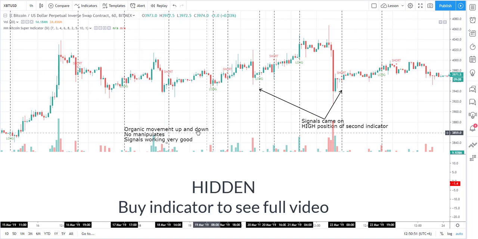Okay, here you can see this organic movement of the market. Here there were no manipulations, and all the signals work perfectly. Also, I advise you to read my strategy. You can find it in the link, or if you cannot find the link, just request it from me.